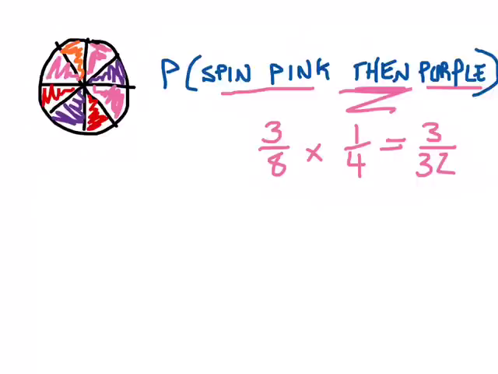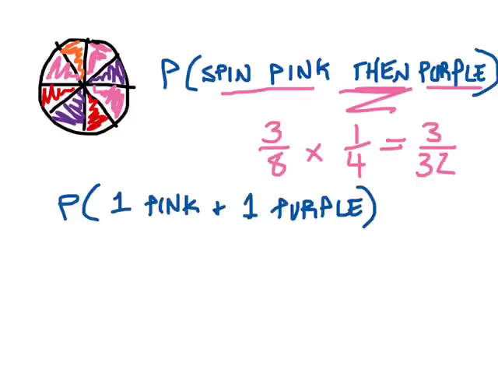Let's change my probability just a little bit here and say, what's the probability of just spinning pink and purple when I do it twice? This is trickier because now we're talking not about one specific thing, first pink, then purple, but a couple different possibilities. If I just want 1 pink and 1 purple, well, I could spin 1 pink and then 1 purple, or I could spin 1 purple, then 1 pink. So it might be worth rewriting this and thinking about it like this.